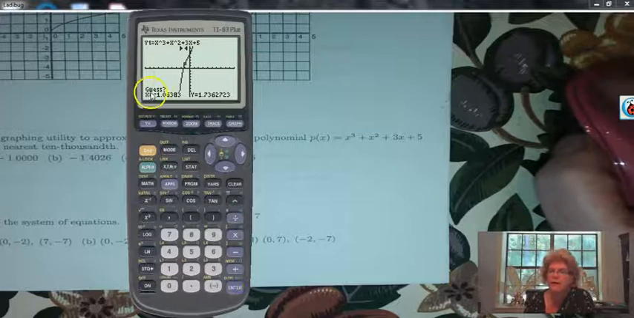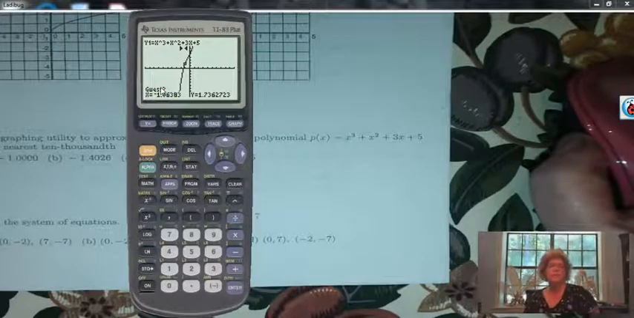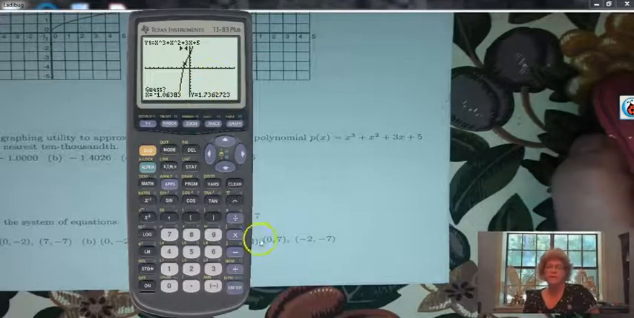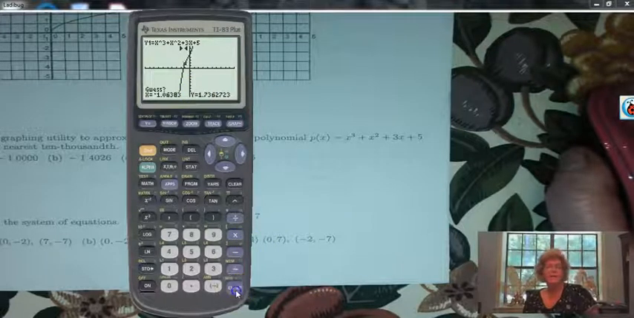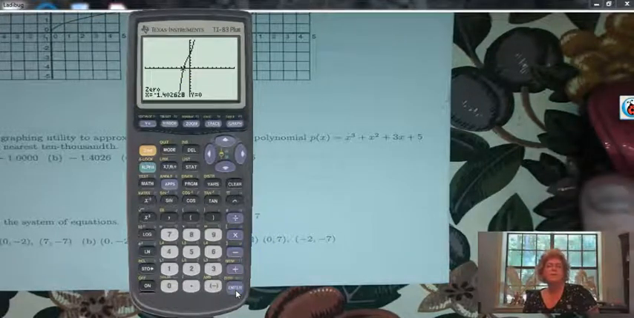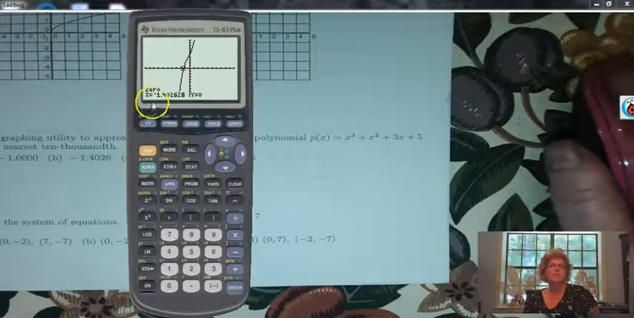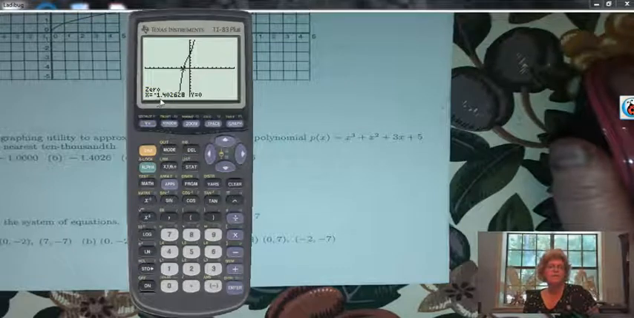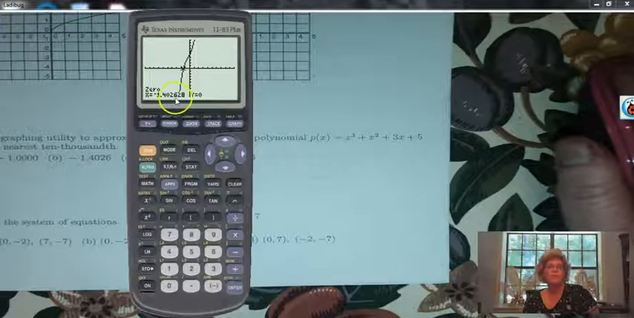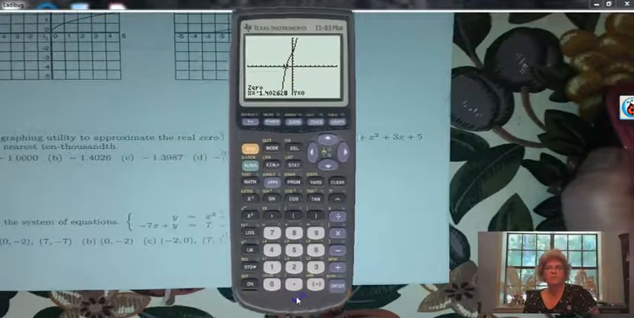Then the calculator asks us, do you want me to guess at what the 0 is? Well, yes, I do, so enter again. And now it's going to guess what the 0 is. Okay, so the point is negative 1.402628, 0. That's its approximation.